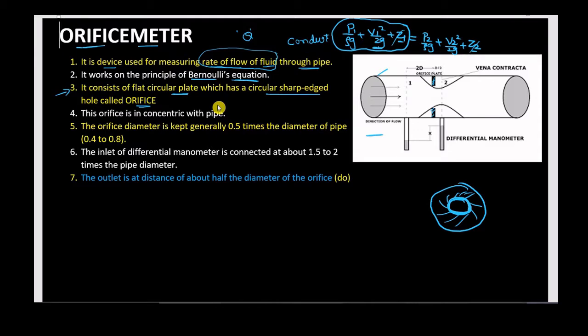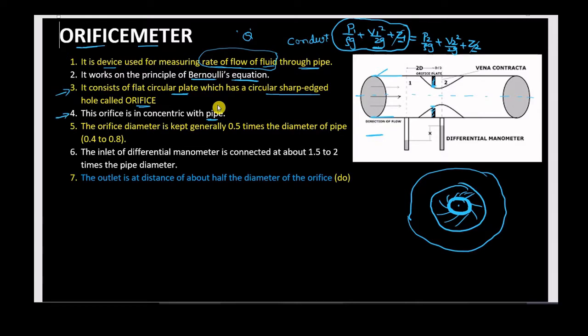Okay. Next. This orifice is concentric with the pipe. Orifice means this hole will be concentric with the pipe. This is the pipe where the fluid is flowing. So here is the orifice hole. From here to here it is the orifice hole. This is the hole, and this hole is concentric with the axis of the pipe, as well as concentric with the pipe. That is the meaning of point number 4.